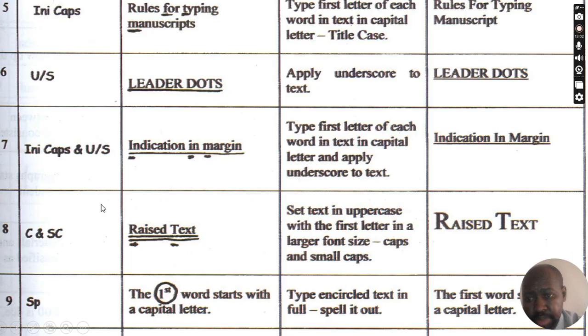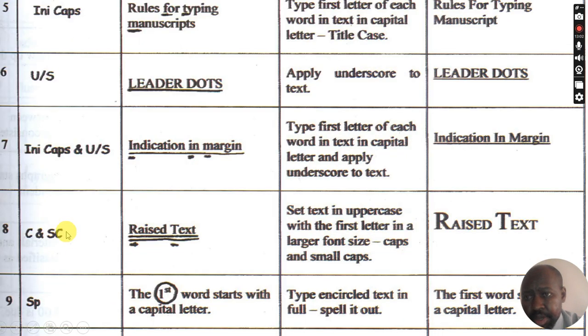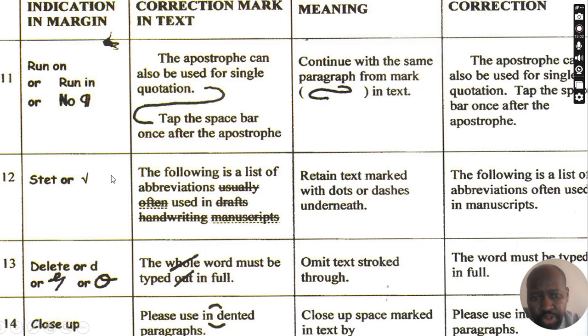So there are many manuscript signs. This is SP caps. It means space cap. US means apply underscore to the text. In caps means type the letter that has been underlined in capitals, like for example I and M have been changed to be I and M in caps. So there are a lot of manuscript signs.